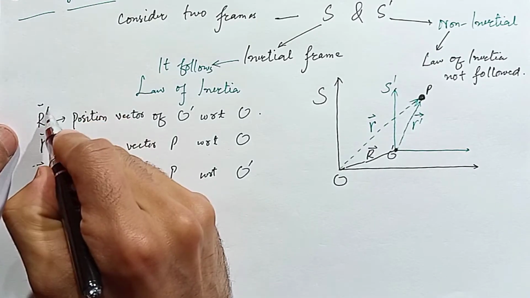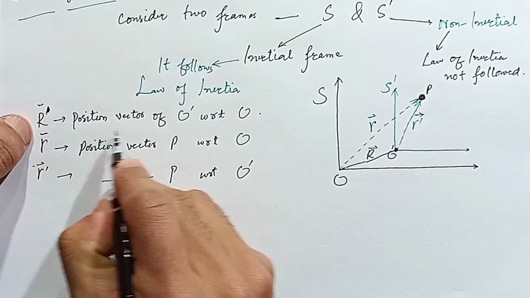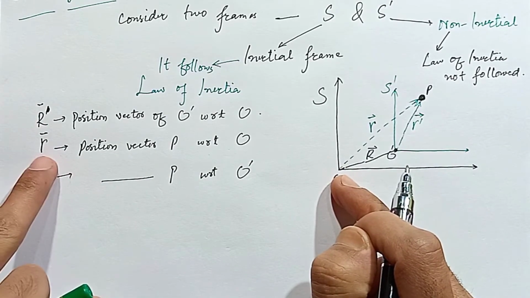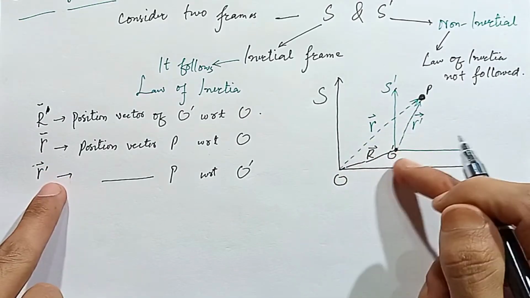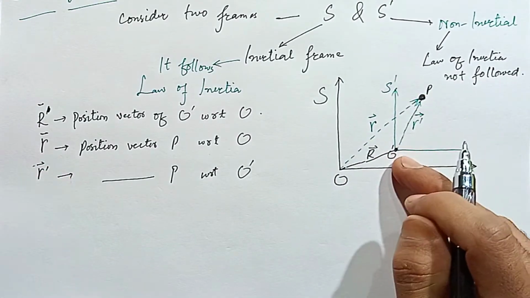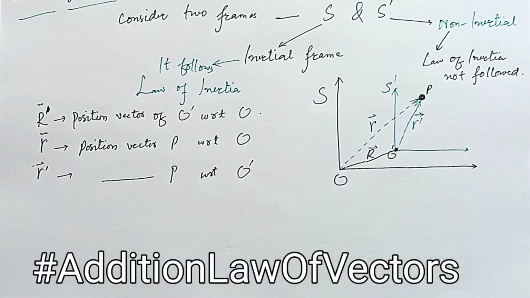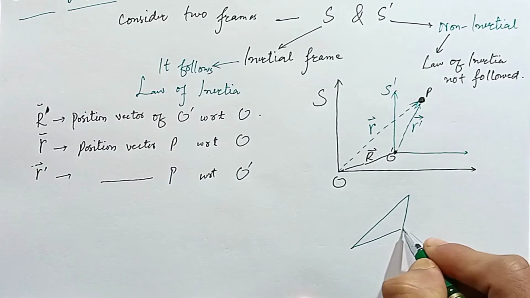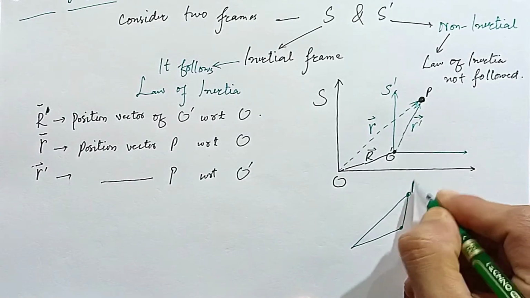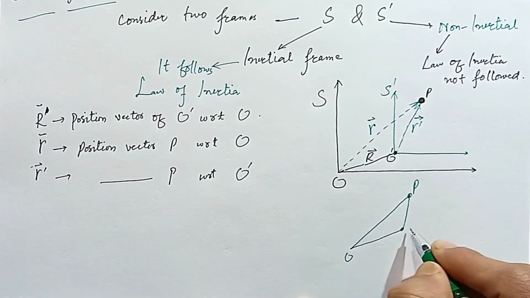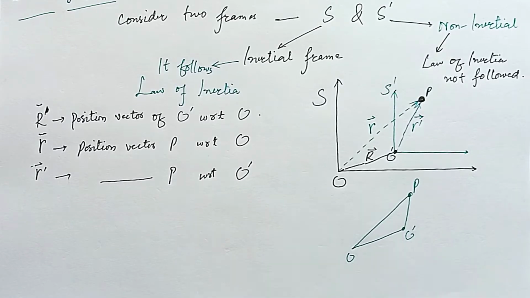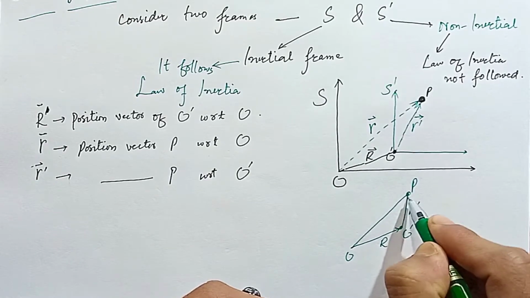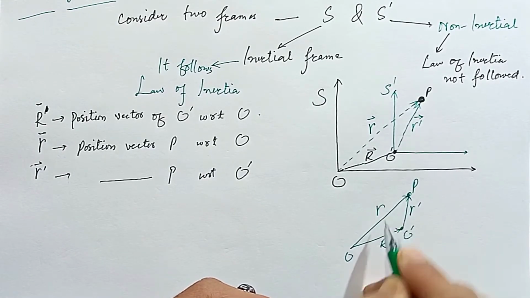Capital R is the position vector of O prime with respect to O. Fine. r is this position vector and r prime is this one, with respect to O prime. Applying this, it will be seen like this. This is the point P here, this is O, and this is O prime. This vector will be r, this vector will be r prime, and this vector is R.